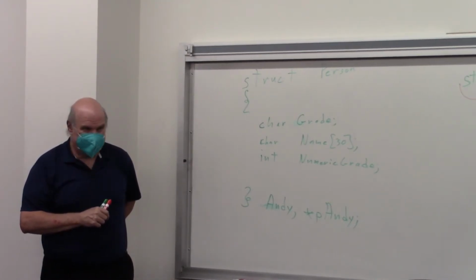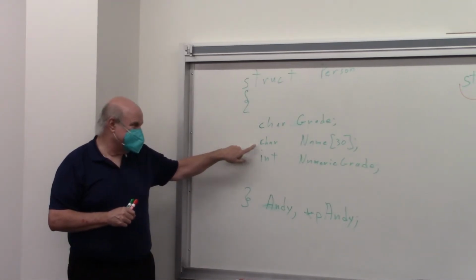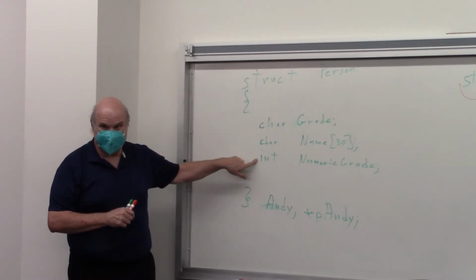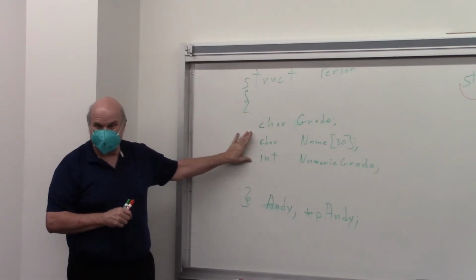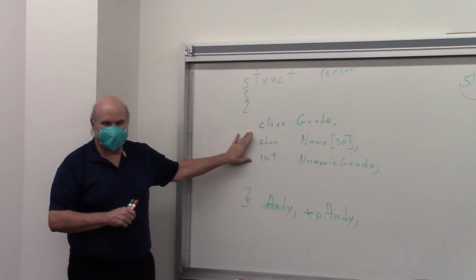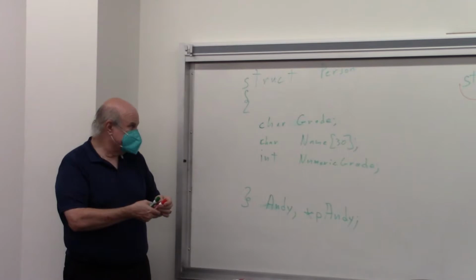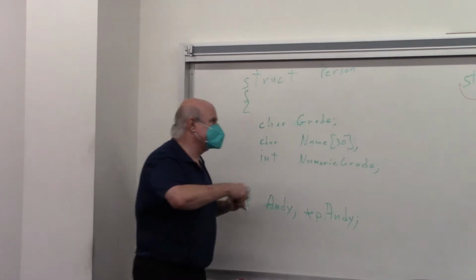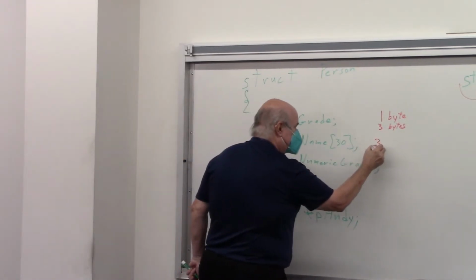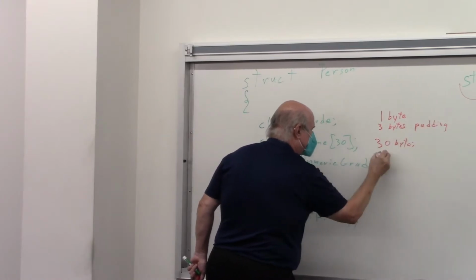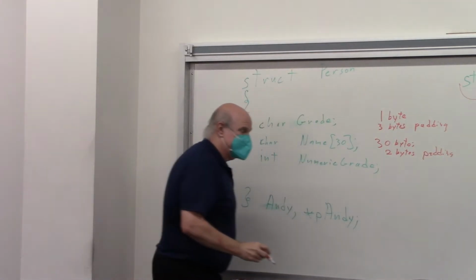So just know that this would be 1 byte, 30 bytes, and let's just say this is 4 bytes on this computer. So you would think it would be 1 plus 30 plus 4. This struct would take 35 bytes. In fact, on almost every computer system, it wouldn't. This would take 1 byte, but then you would have 3 bytes of padding. This would take 30 bytes, and then 2 bytes of padding. That's just what actually happens.